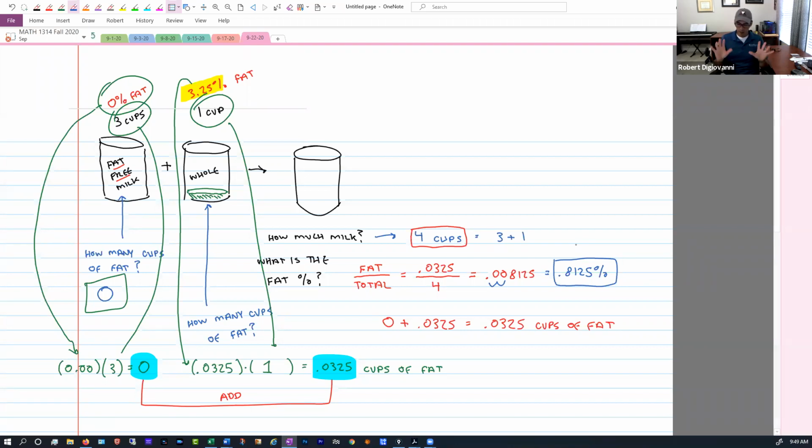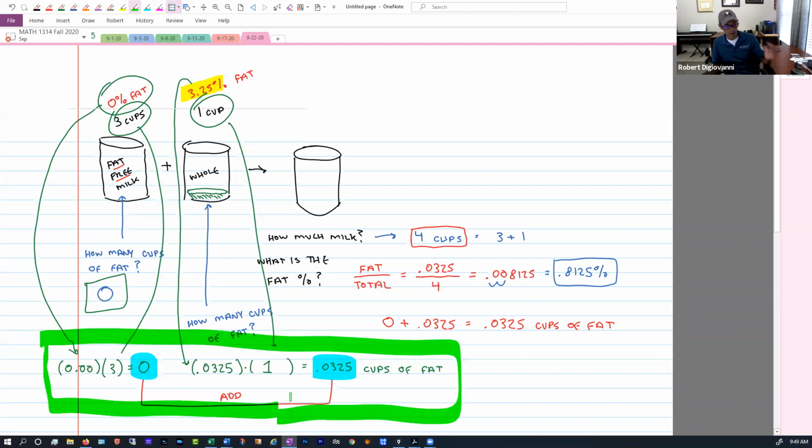Okay, again, if you're confused, let's just do another one, okay? And let's see if you can catch on to this. The main idea here is this part that's happening down here. This right here is the main part of this problem, is how you figure out how much fat is in each one. So I'm going to do a problem very similar.